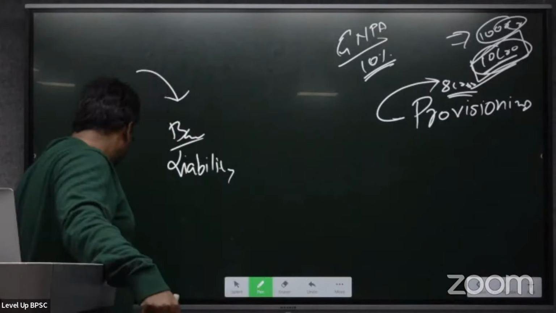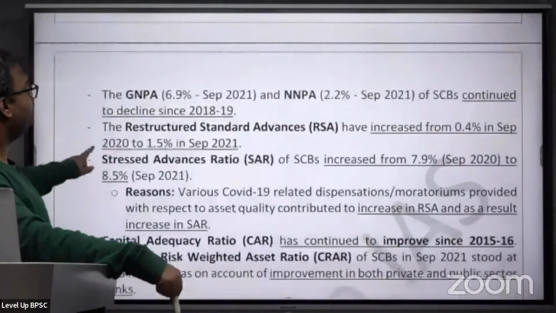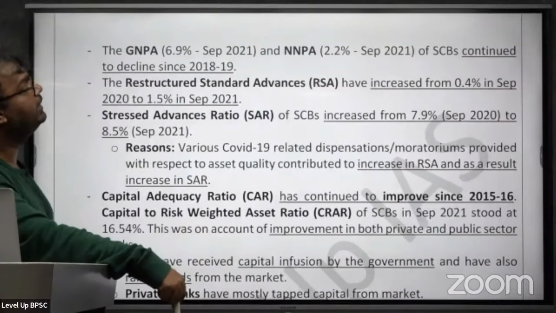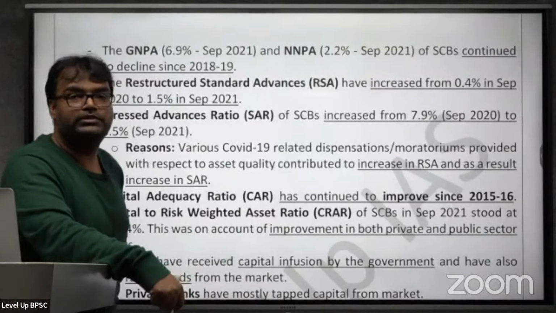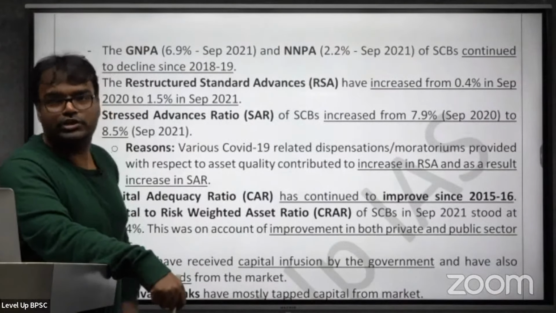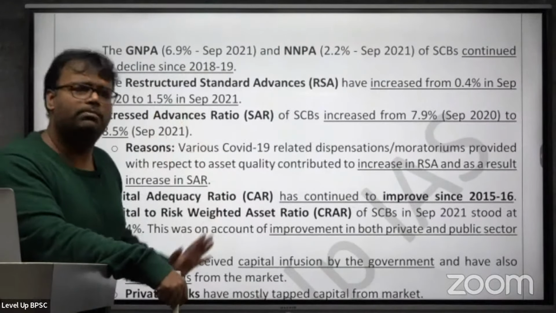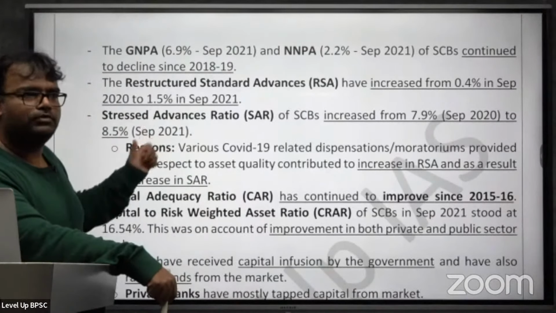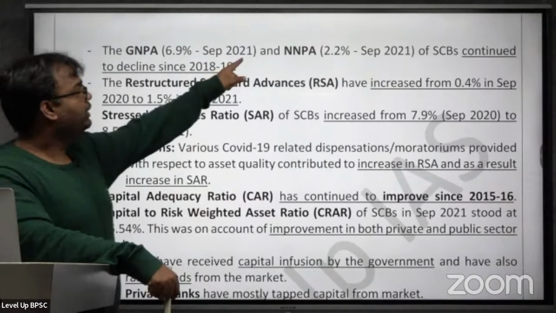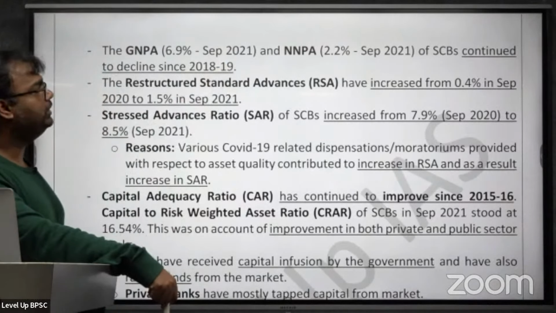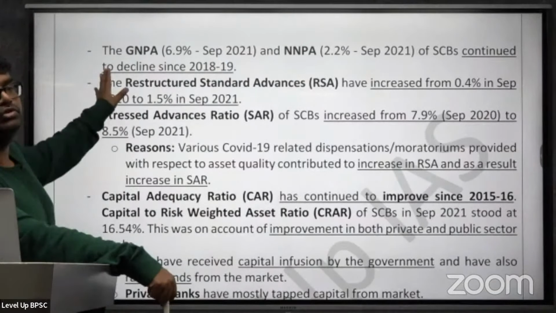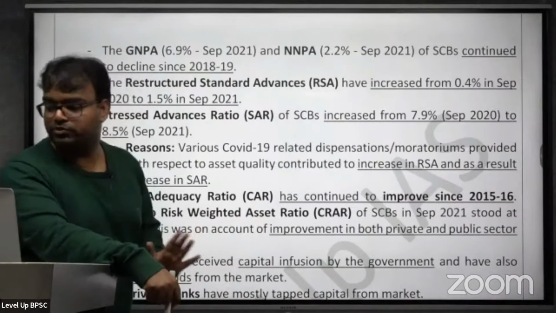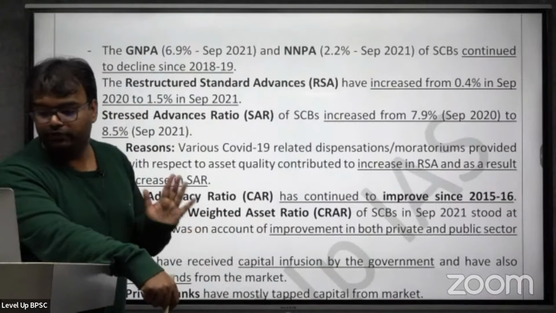So let's come back to this. GNPA 6.9% in September 2021 and NNPA of 2.2%. Gross NPA of 6.9% is a good number. There was a time when we were crossing 10%. Net NPA of 2.2% is also good, and they have both continued to decline since 2018-19. So our banking sector since 2018-19 is doing well.